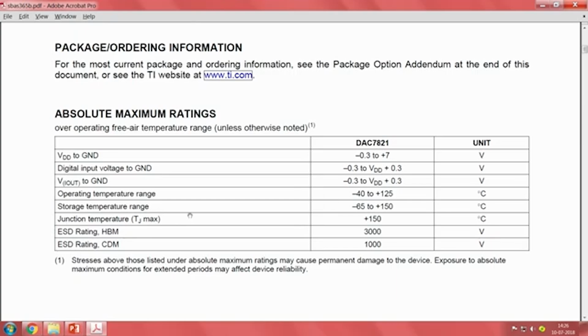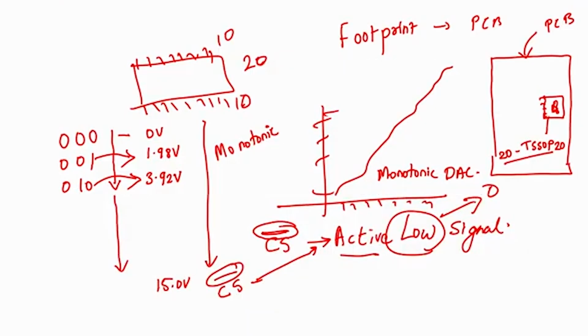Storage temperature usually, so operating temperature for the IC to operate efficiently and faithfully, the operating temperature range should vary from minus 40 to 125 degrees Celsius, but it can be stored at a higher temperature and at a much lower temperature also, minus 65 to 150 degrees Celsius. So, always storage temperature will be more than operating temperature. If you take any IC, always storage temperature will be greater than operating temperature.